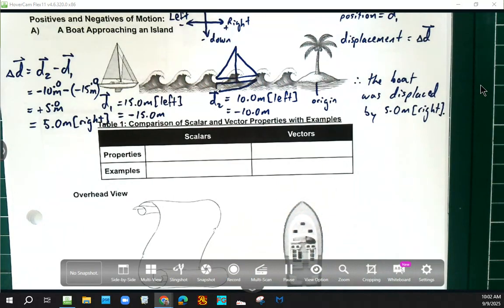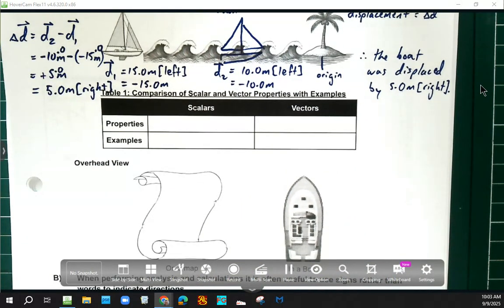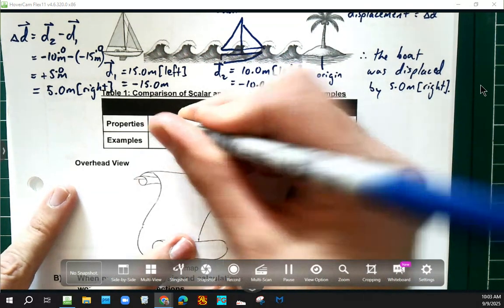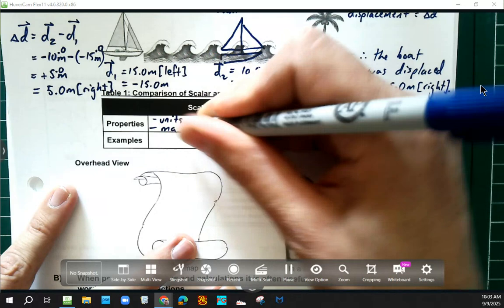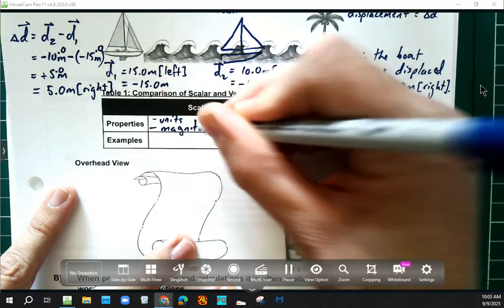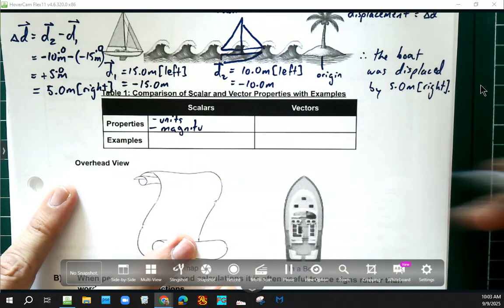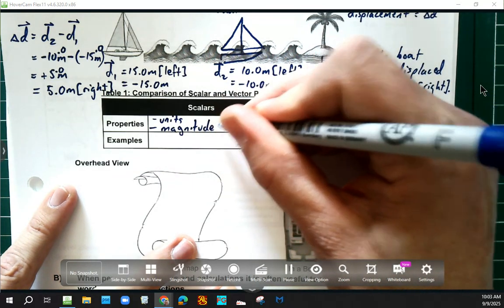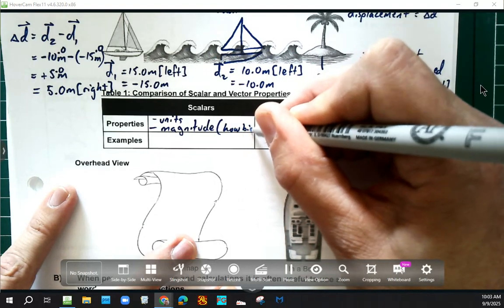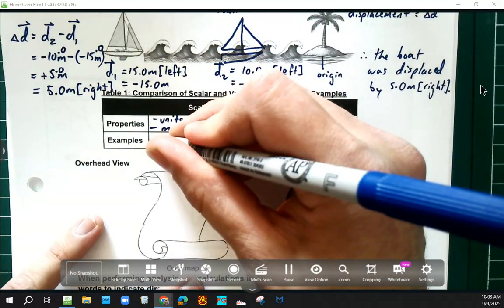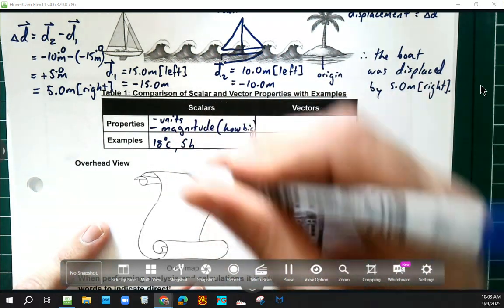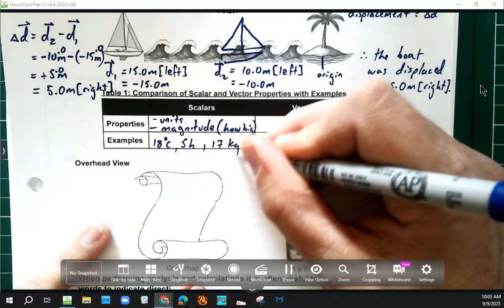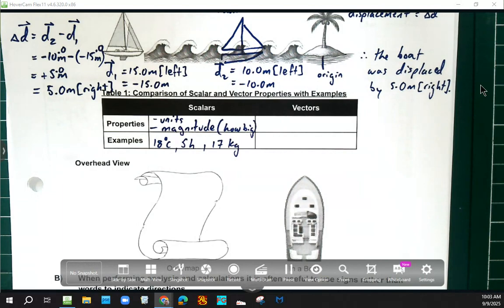Nice. All right, more vocabulary. I've been talking casually about the idea of scalars and vectors, but I want to make sure there's no doubt about it. When we talk about scalars, we talk about something that has units, and something that has magnitude. Now, magnitude just means how big. So 10 has a bigger magnitude than 5. It's the numbers. An example could be 18 degrees Celsius. Could be 5 hours. Could be 17 kilograms. Notice all of those have magnitude, all of those have units, all scalars.